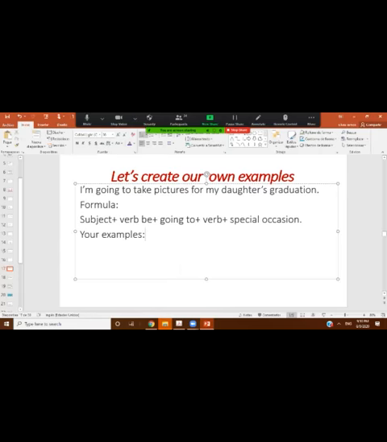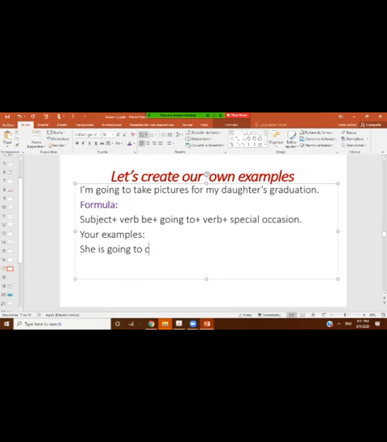You're welcome. So I have here the examples. What could be an example for this? Let's follow this formula. Sigamos la fórmula. Ya la tenemos. ¿Cuál sería un ejemplo? She is going to cook in the kitchen. For Father's Day. That's perfect. Very good. She's going to cook in the kitchen for Father's Day. Perfect. We have the formula. You see? Very easy, right?